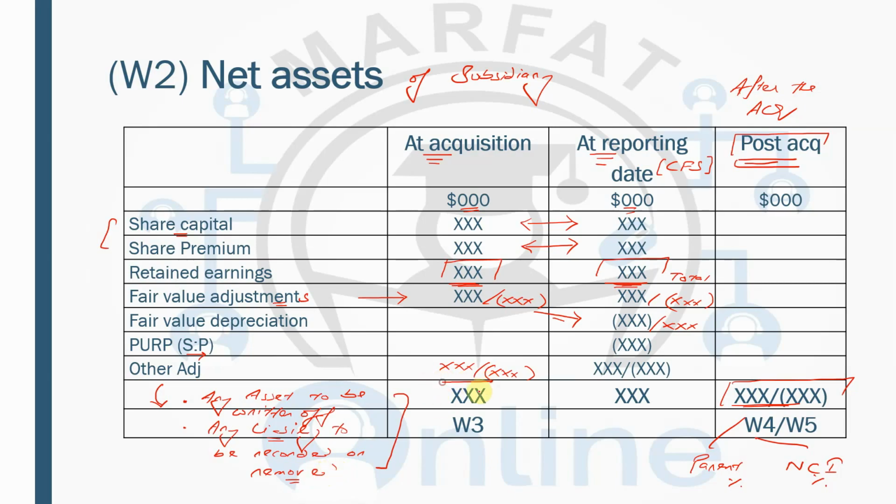So when you total, this is net assets at acquisition, and this is net assets at reporting date, and the difference between these two is known as the post acquisition, which will be shared between the parent and the NCI according to their respective percentages. So remember, working 2 is very important, because if you are not sure what the net assets of the subsidiary are at acquisition and reporting date, you won't be able to calculate the goodwill and the post acquisition figures.